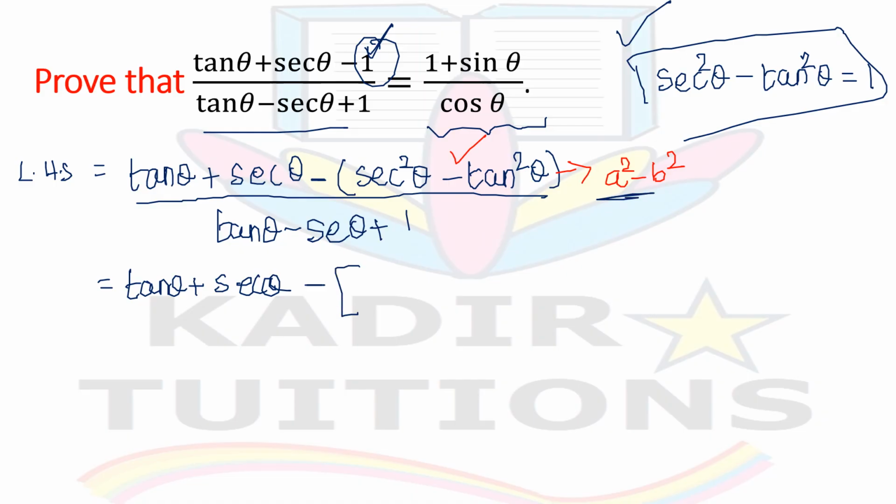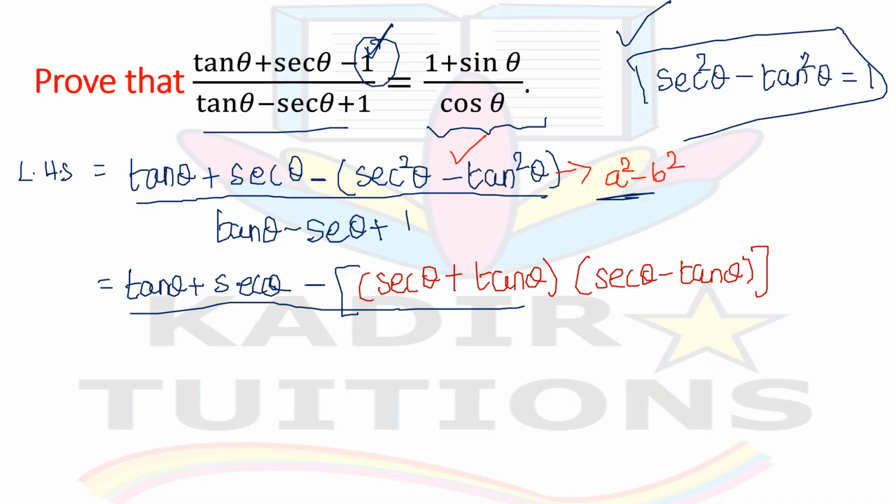So how can I write this? Secant theta plus tan theta into secant theta minus tan theta, which is of the form a plus b into a minus b. And as usual, we keep the denominator. So what's the denominator? It's tan theta minus secant theta plus 1. See, I can combine this tan theta plus secant theta as a single term. And now look into the numerator.